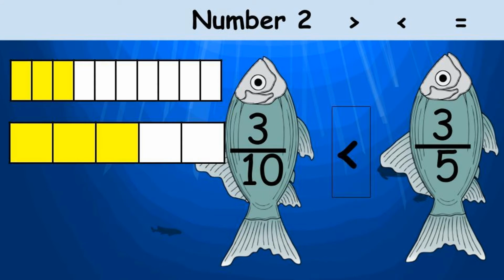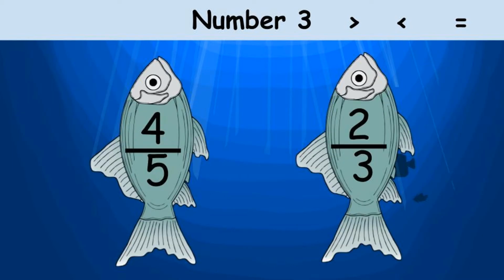If you said that 3/10 is less than 3/5, then you are correct. Double check your work and make sure that the symbol is facing the right direction. And if you got it wrong, that's okay. Check the picture. They both have 3 yellow pieces colored in, but the pieces for 3/5 are much larger than the pieces in 3/10. So 3/5 has more yellow space in it than the other one does.